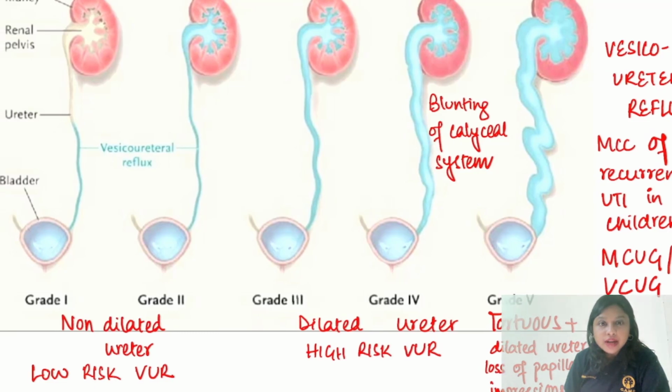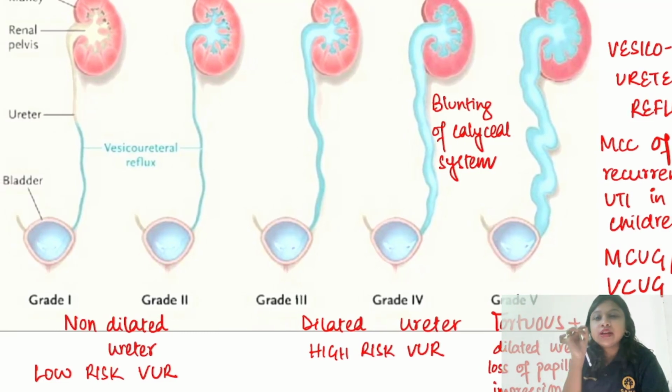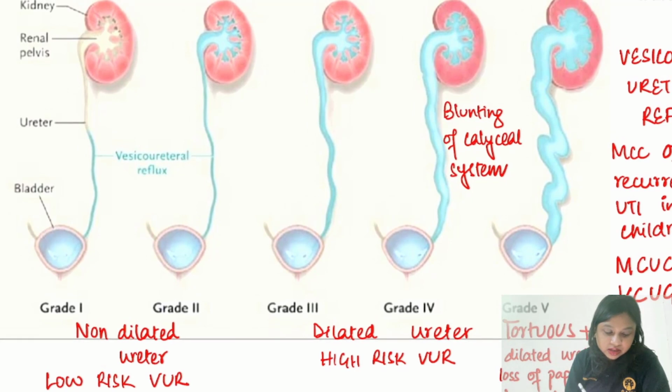Now come to grade 1 and 2. In both cases we have a non-dilated ureter. It is vesico-ureteric reflux, which means reflux of urine occurs from the vesico, that is the bladder, to the ureter. In grade 1, the reflux reaches only the lower part of the ureter. If the reflux reaches the upper part of the ureter and also the calycial system, but it is not blunted and the ureter is non-dilated, that means it is grade 2. In grade 3, the ureter is dilated and the pelvic calycial system is also involved, but there is no blunting of the calycial system. So have you understood the 5 grades of VUR?